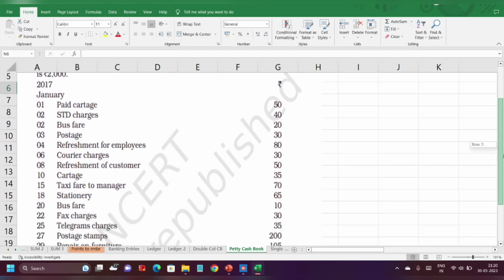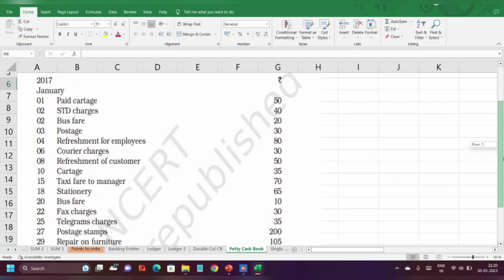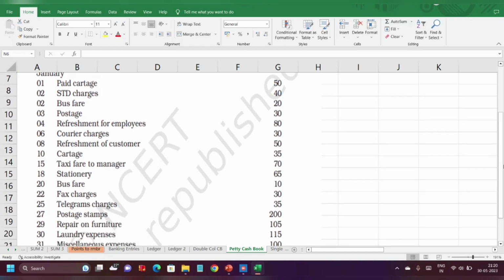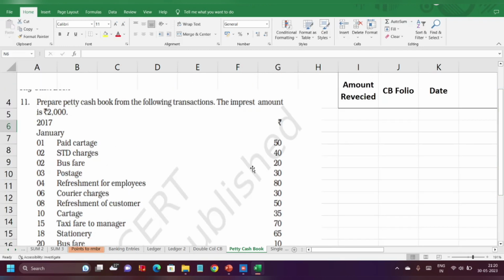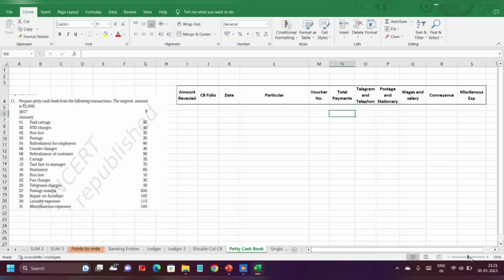Paid cartages 50, STD charges 40, bus fare 20, postage 30, refreshment for employees 80, courier charges 30, refreshment for customers 50, cartage 35, taxi fare to manager 70, stationery 65, bus fare 10, fax charges 30, telegram charges 35, postage stamp 200, repair on furniture 105, laundry expenses 115, miscellaneous expenses 100. Now from this 2000 rupees, he has to make the following expenses and record in petty cash book.